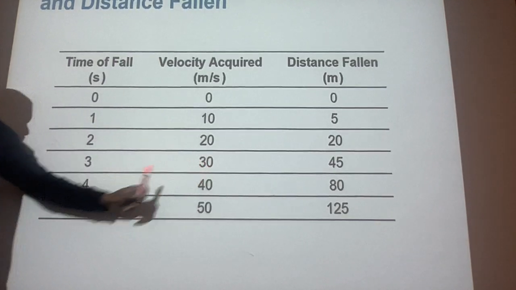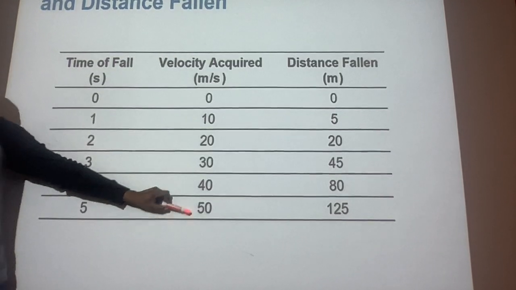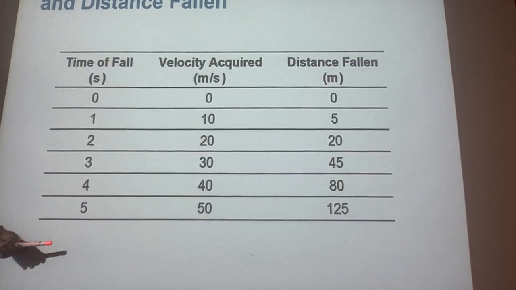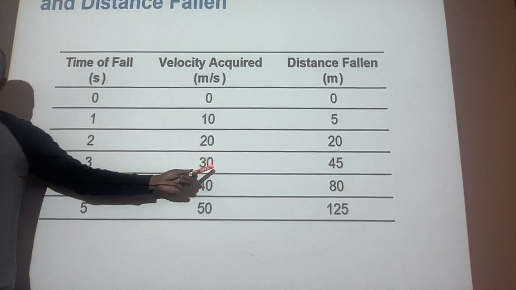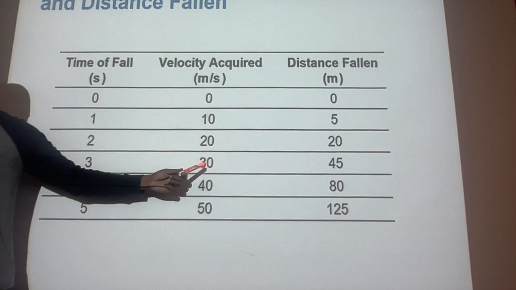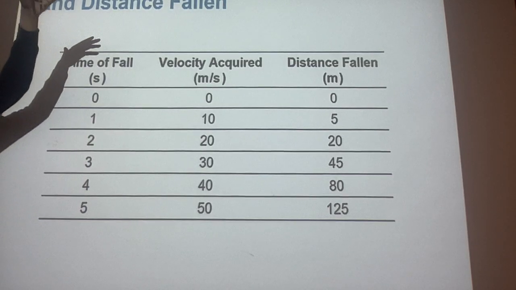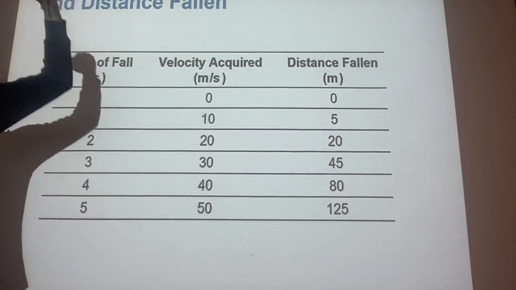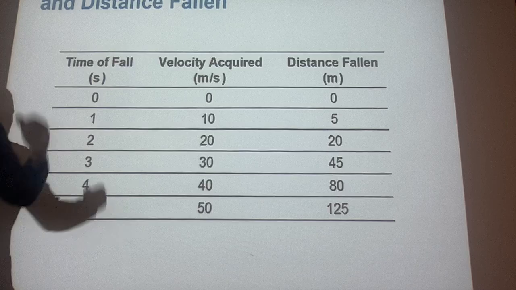And there's a certain rate. You see how this number stays the same? After every second, I gain 10 meters per second. And you all are going to see that there's an equation for this. But after every second, if I just drop something, the earth makes that object speed up 10 meters per second every second.